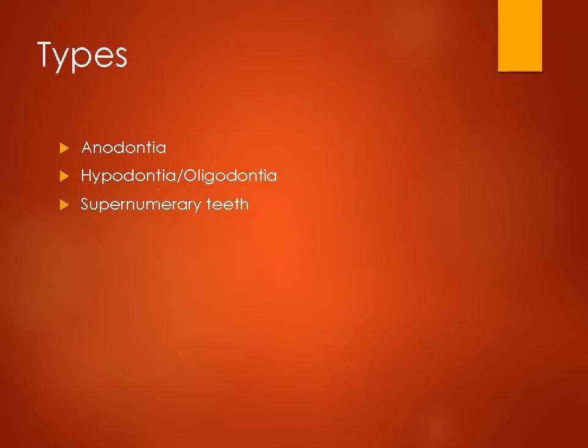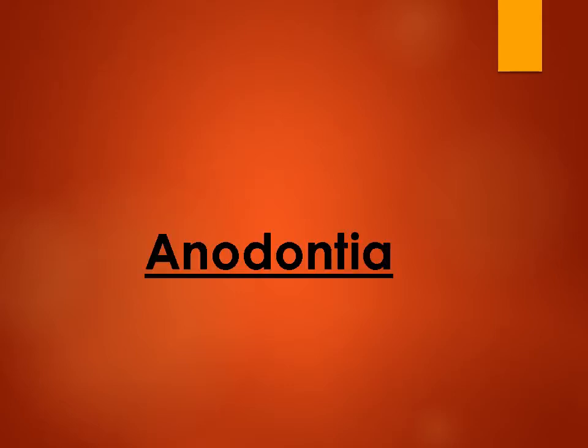So today, our next topic is disturbances in the number of dentition. Either it can be anodontia, hypodontia, or oligodontia, or it can be supernumerary teeth, or you can say hyperdontia. Supernumerary we will discuss in our next video, but in this video today we're going to talk in detail about anodontia, hypodontia, and oligodontia.